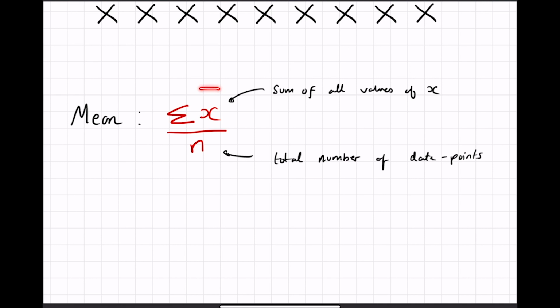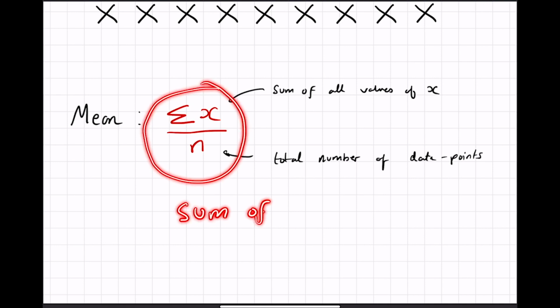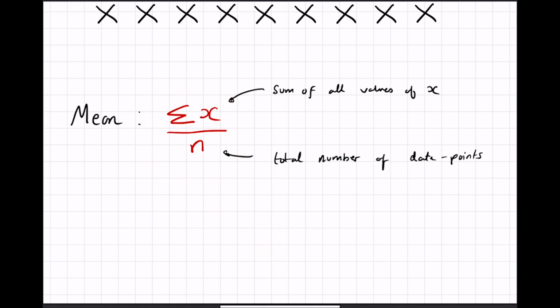The equation looks something like this, and we call this the sum of x over n. Now, what does that actually mean? I'm sure a lot of you are taking a look at this and have seen this symbol here. And if this is the first time you're doing this chapter, then this symbol will be new to you. What this symbol means is to sum. And what this means is you add up all the values of x.